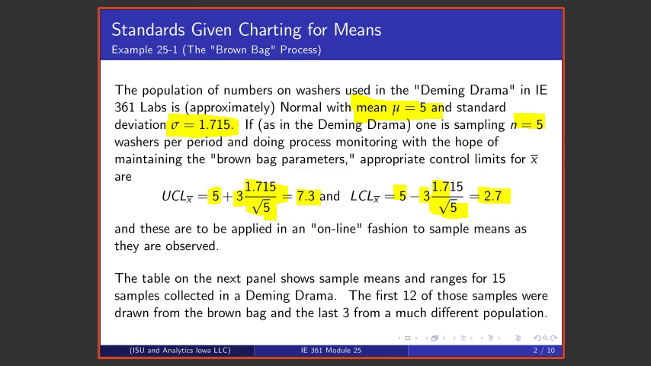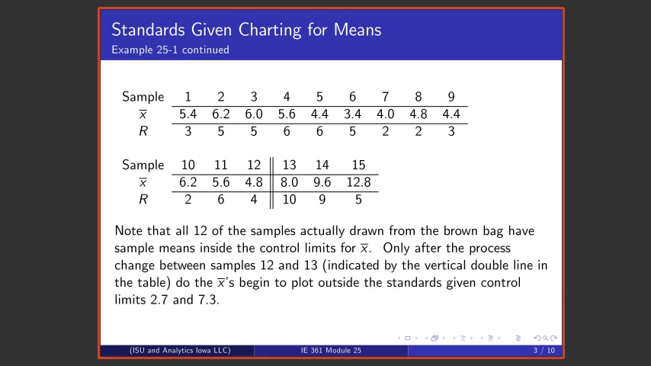And the notion is that any X bar that is between those values is plausible as coming from the quote-unquote brown bag process. Any X bar that is outside of those limits indicates that something else is going on. Here we have a series of 15 X bars that were collected in class in one of these demonstrations.